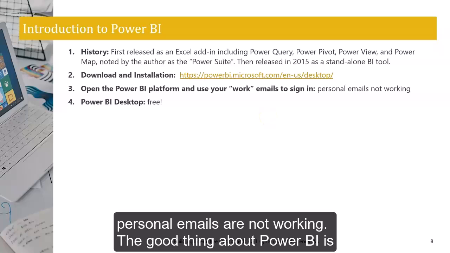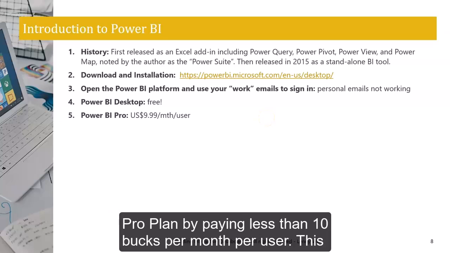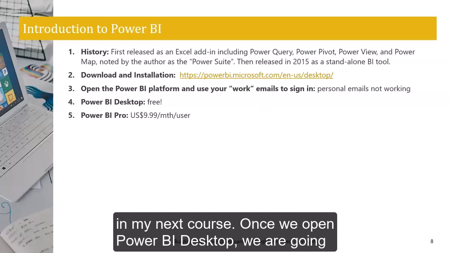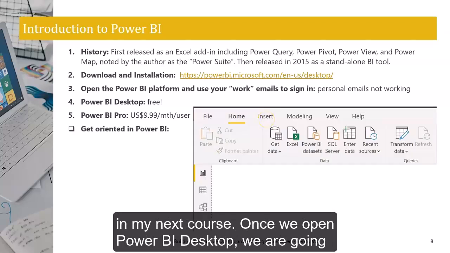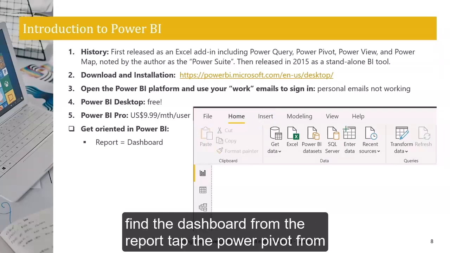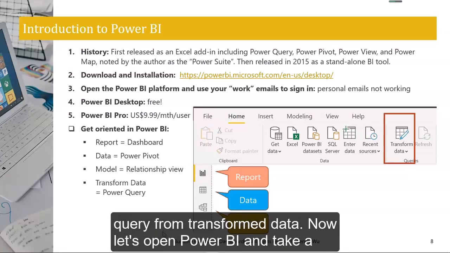The good thing about Power BI is that Power BI Desktop is free. You can also upgrade to the Power BI Pro plan by paying less than $10 per month per user. This is mainly for building shareable dashboards, which we will cover in my next course. Once we open Power BI Desktop, we are going to get ourselves oriented, and I'm going to show you where to find the dashboard from the Report tab, the Power Pivot from the Data tab, Relationship View from the Model tab, and Power Query from Transform Data.